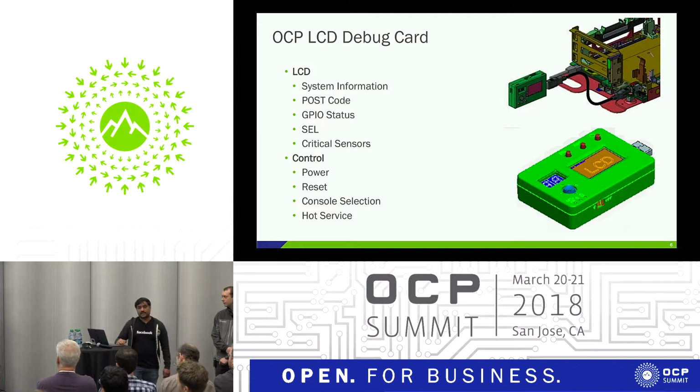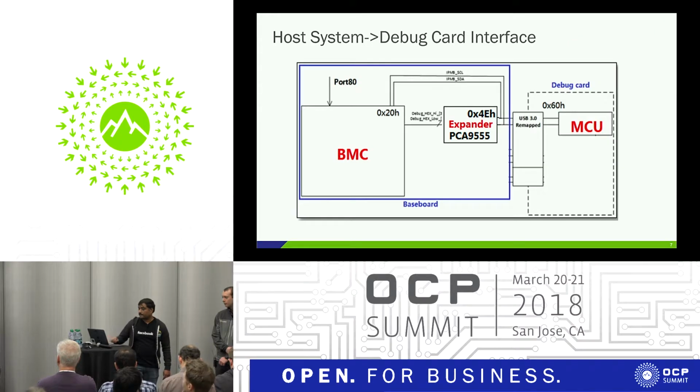Previously we used to have the original OCP debug version 1 with a 9-pin connector. In this case, it just connects to USB, so it's pretty easy to connect to the system, instead of fiddling with the system and going inside to connect that 9-pin special connector. So this is how the LCD debug card looks.